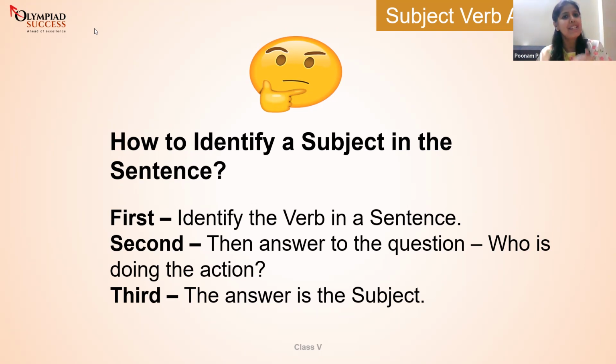Now, Poonam ma'am is teaching English. Teaching is the verb. That is the action. Who is teaching? Poonam ma'am. So Poonam ma'am is doing the action in the sentence. Poonam ma'am is the subject. Got it? I think it's very easy.